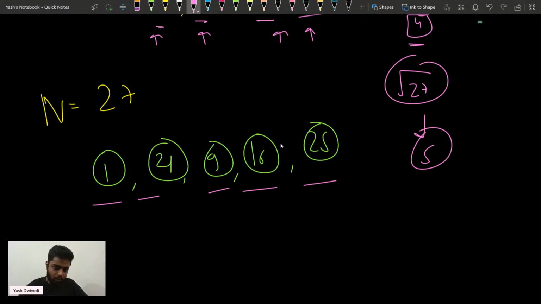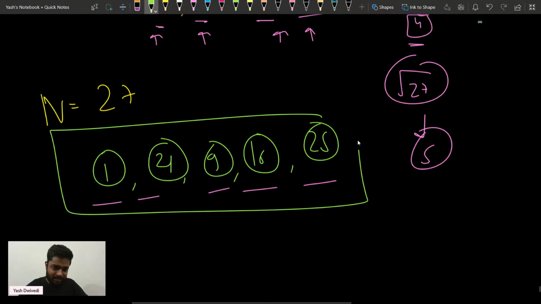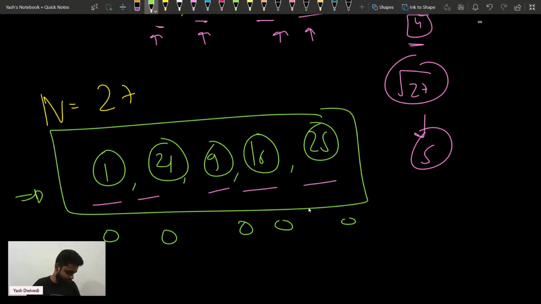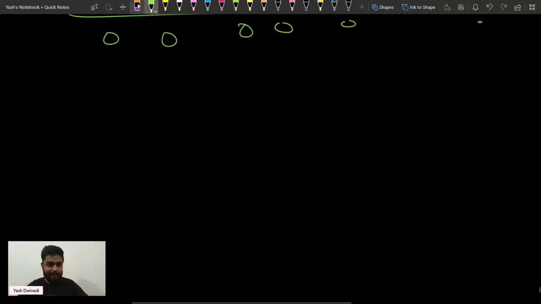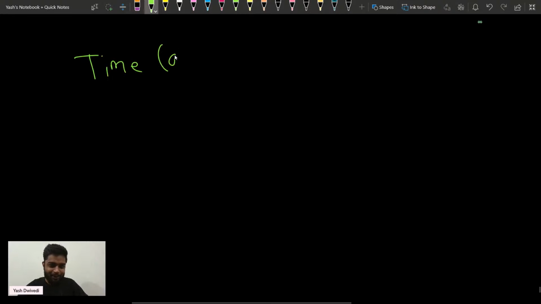So total 5 numbers are there that will have the door as open, because they will have odd number of factors. All right, great. Now, if I ask you what is the time complexity? What is the time complexity? So you will tell me, okay, that the time complexity is going to be what?